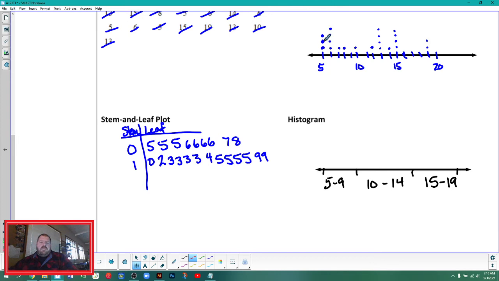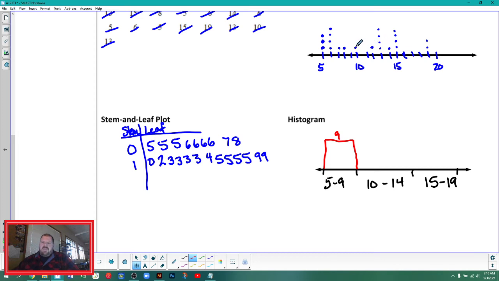Then we got to count up, right? 5 through 9, I've got 1, 2, 3, 4, 5, 6, 7, 8, 9. And another thing with a histogram is a lot of times you may have a vertical axis. I don't have that, but a lot of times you'll see the value on top of the bars. That kind of helps out figuring out where it is.